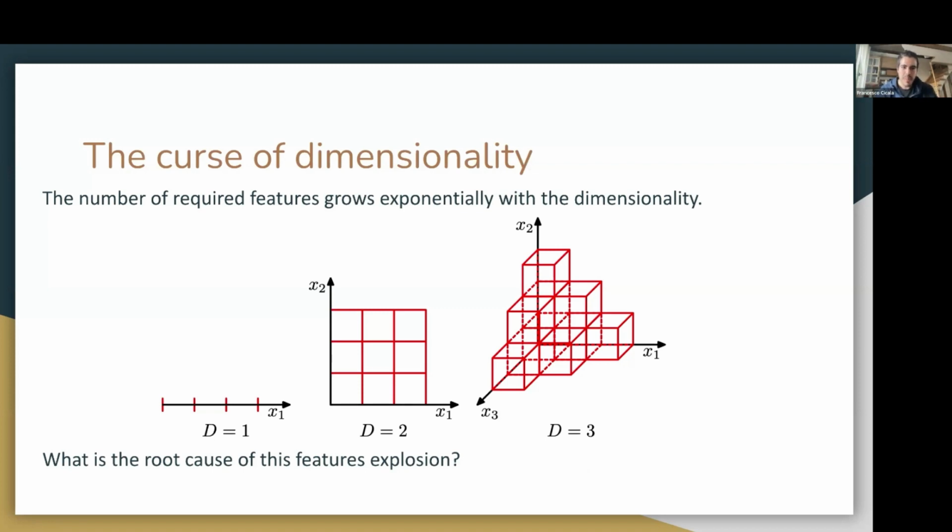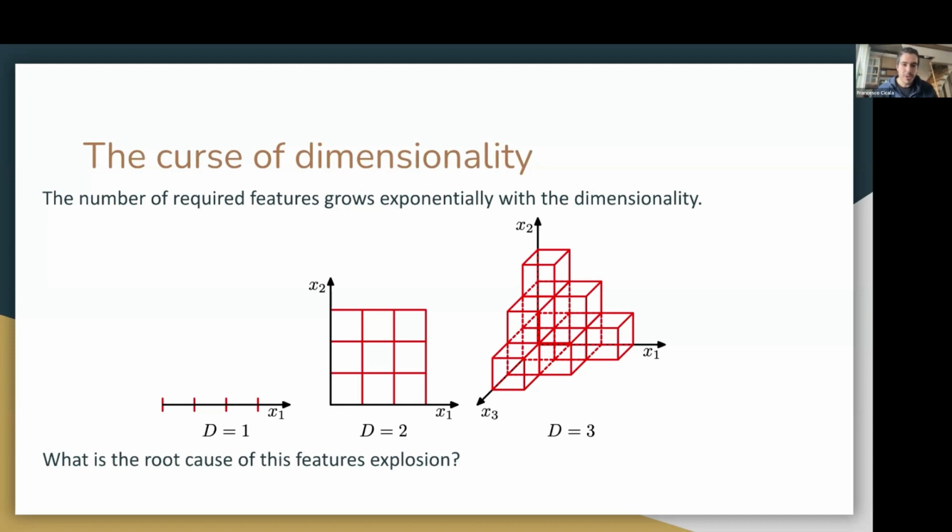On the left, we have an input space with dimensionality one, which means that we only use one number to describe a flower. For example, only the sepal length, right? And in this case, for example, we have three regions in our input space. And therefore, we will need three features in our model, and so three weights, three parameters to describe our model.